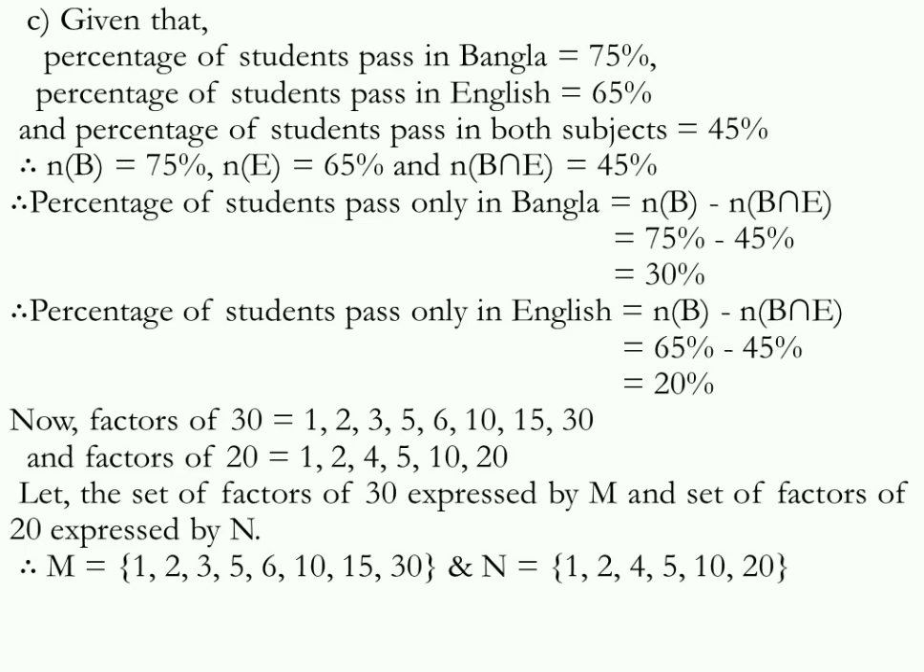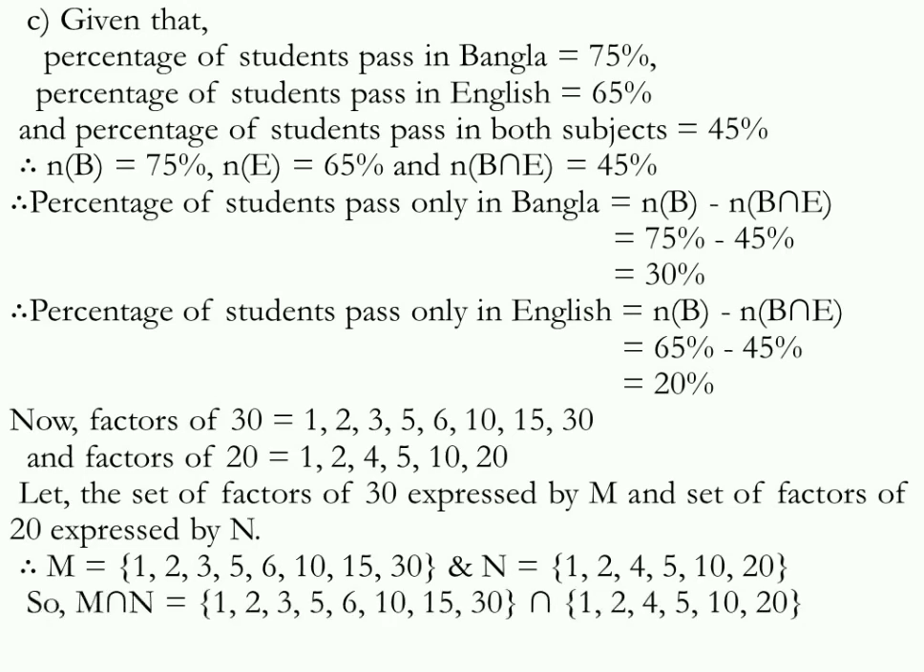We have to make the intersection between them. So here is the intersection. Now from these two sets, the common members are the intersection set, and that is 1, 2, 5, 10. So that is the answer of C.